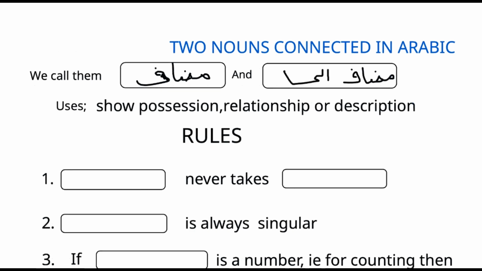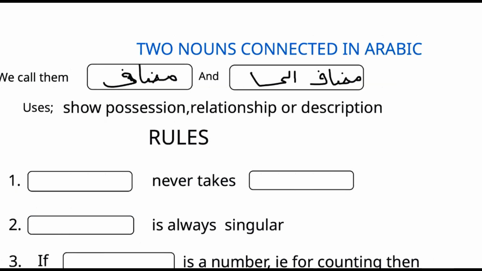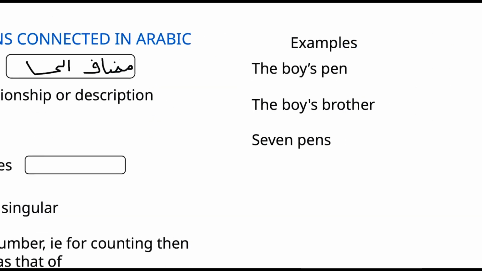Now, this concept or format of a noun following another noun in Arabic is usually used to show possession, or to show a relationship between two entities, or for description. For example, the following sentences in Arabic would have Mudhaf and Mudhaf Ilayh. In the English counterpart, you have the two nouns: boy's brother, boy's pen, 7 pens. They are all nouns. The boy's pen is showing ownership, possession. The boy's brother is showing relationship, and the 7 pens is showing description. That's the number of pens that we have.